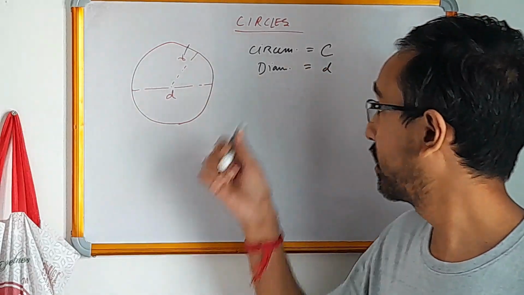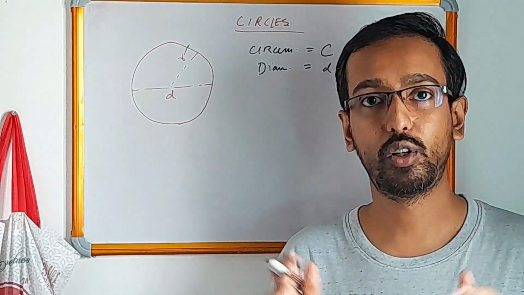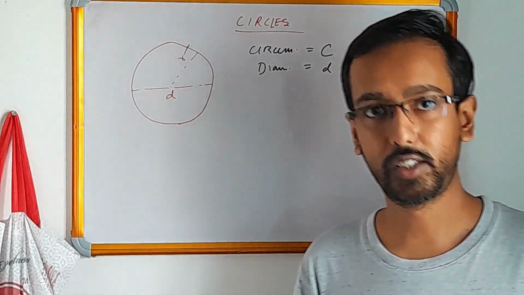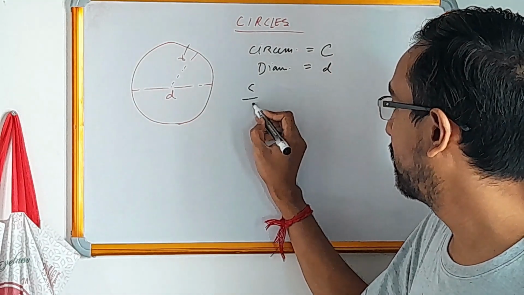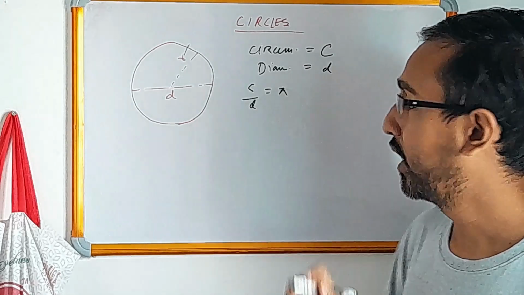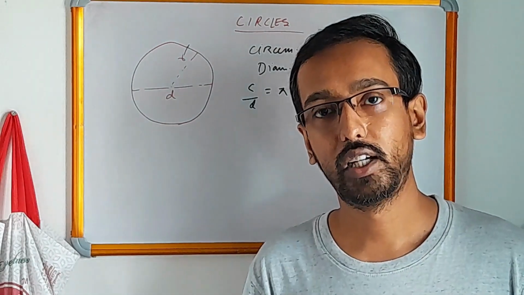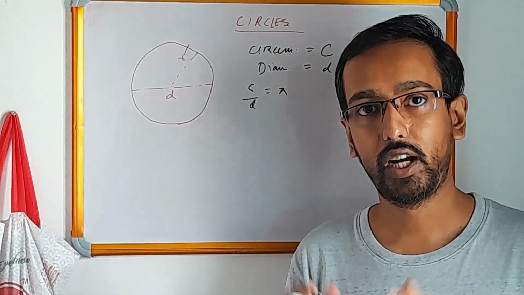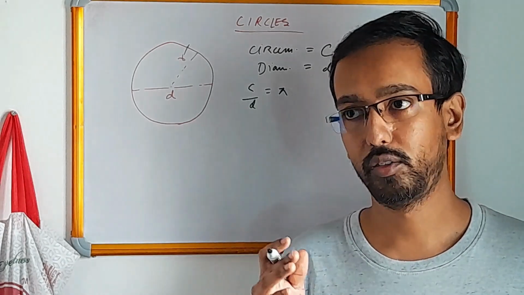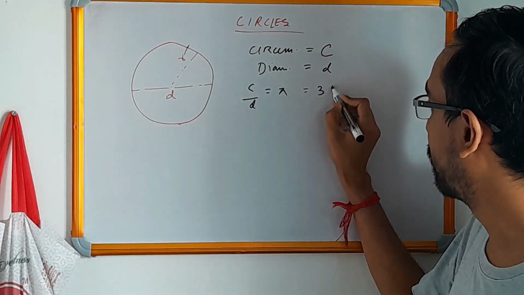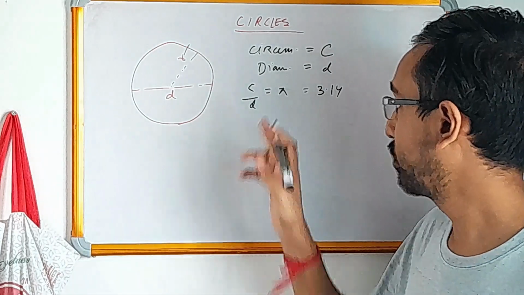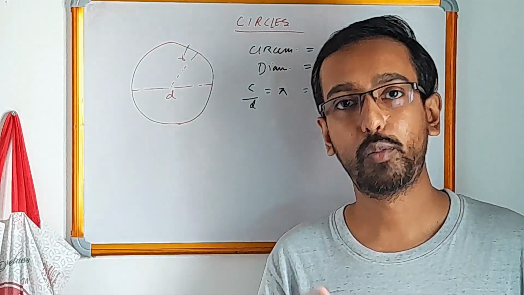And from here we see that the ratio of circumference to diameter is a constant, and that constant is always pi. So we see that C by d equals pi. So the value of pi, we all know, is the rational number 22/7, and the terminating decimal is 3.14. So C by d equals pi, which is equal to 3.14.